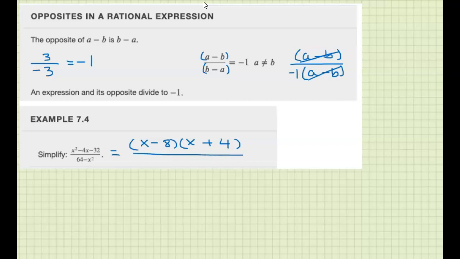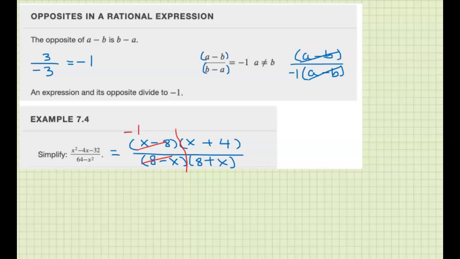All right? On the bottom, it's a difference of squares. So it's 8 minus x and 8 plus x. All right? So notice these are opposites of each other. Right? So if I separate these from the fraction, when I cross them out, I'm going to get a negative 1 as a result.